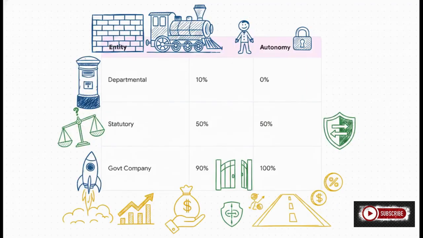But here's something that might actually surprise you. Not all public entities are built the same. For example, a departmental undertaking, like the railways or the post office, is directly controlled by a ministry. It has almost zero financial autonomy because it relies entirely on the government budget. But then you look at a government company formed under the Companies Act, and it operates almost like a private enterprise. It boasts up to 90% flexibility and draws its funding directly from the market. It's pretty incredible how varied the public sector's toolkit really is.